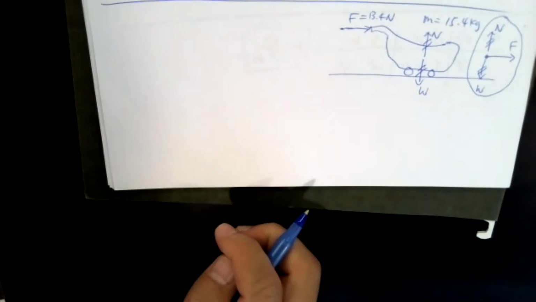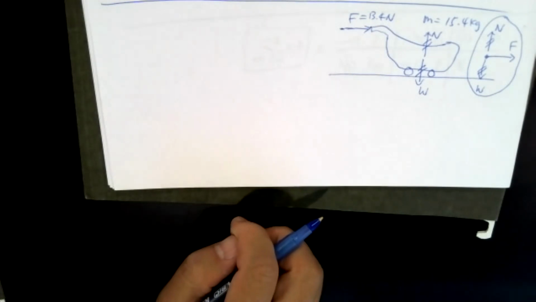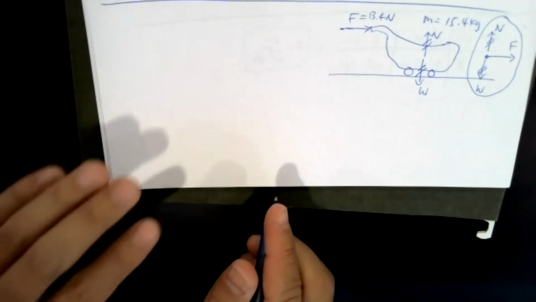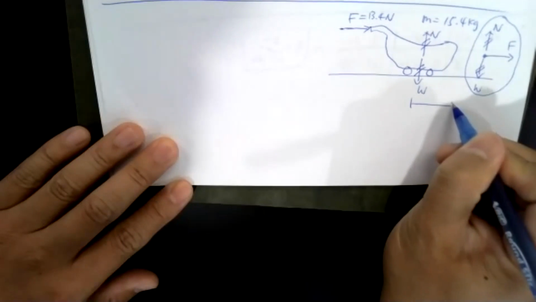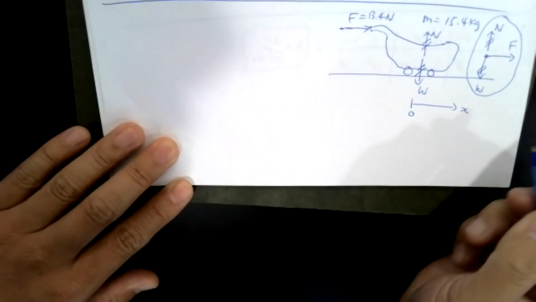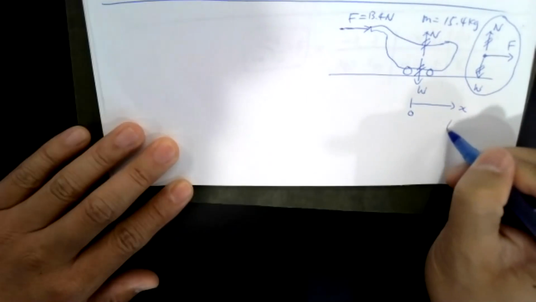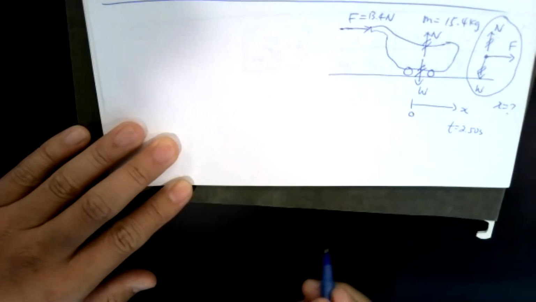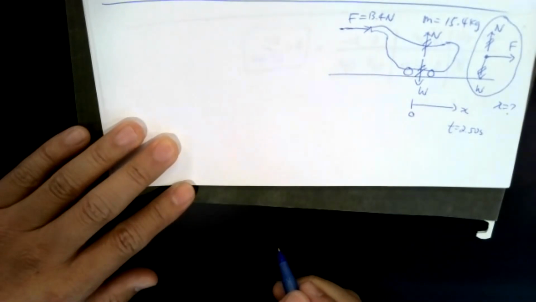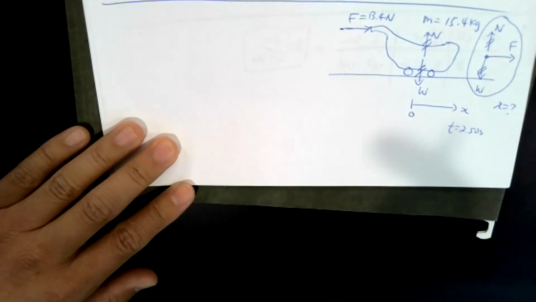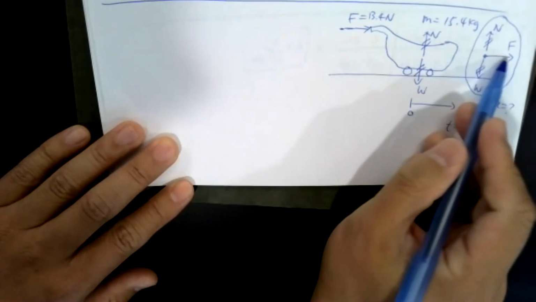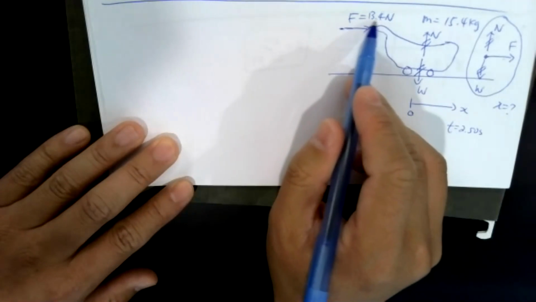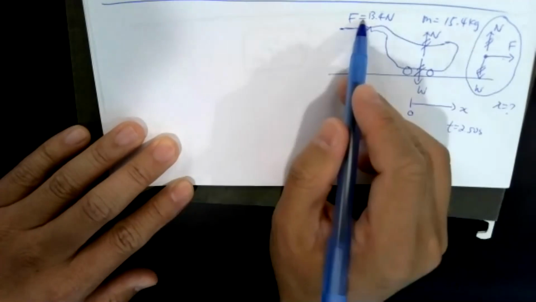But let's take a look. It asks how far this cart travels in 2.5 seconds. So if you start this as your original position, let me call this x. Then you'll be looking for, after t equal to 2.5 seconds, where's the final x, right? You're looking for final x. So then you'll check those equations of motion. And from the free body diagram, you can see this pushing force is your net force. It says the friction force is negligible, so that's your net force.